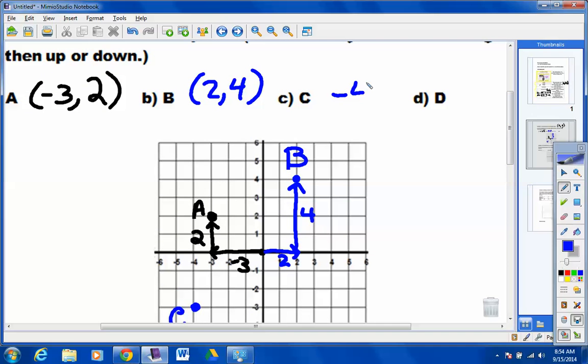Okay. Now, I can't see D up here right now, but who's got the point for D? Maddie? 5, positive 5, negative 5. So yeah, be careful on that. We have to go right 5 and then down 5 first, right? So 5 comma negative 5.